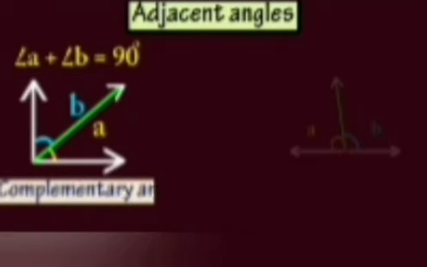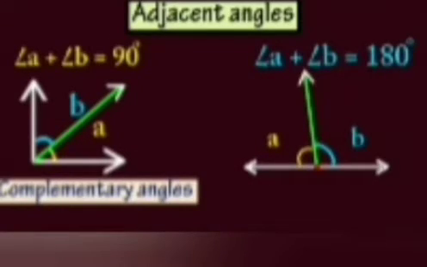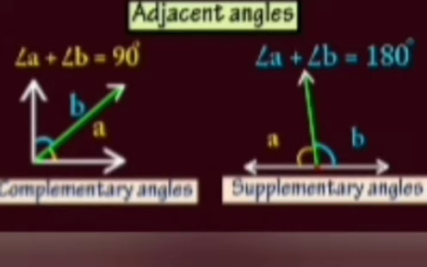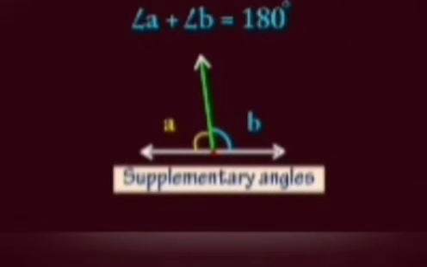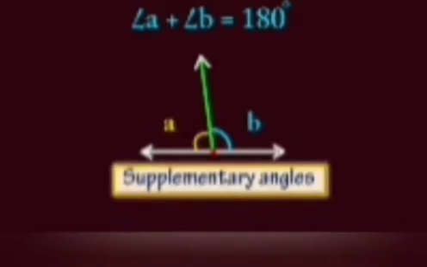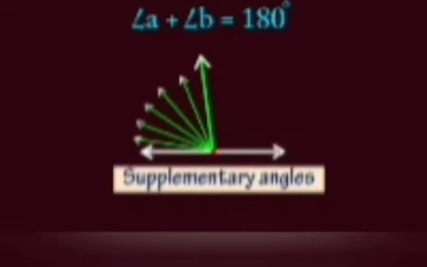So whenever we have two angles having a common arm and a common vertex, they are called adjacent angles. Now if the sum of two angles is 90 degrees, then they are called complementary angles, and if the sum of two angles is 180 degrees, they are called supplementary angles. And if two angles are supplementary as well as adjacent, then the sum is 180 as well as they are adjacent, so they will be called a linear pair. So supplementary angles can be any two angles whose sum is 180, but a linear pair are those which are on a straight line and the sum is 180.